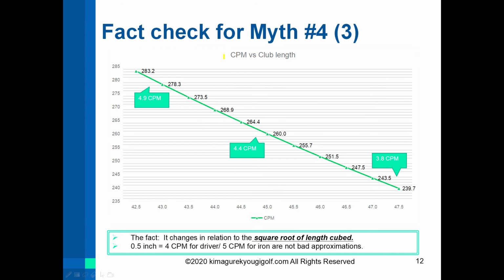Okay, this one is for CPM against the club length. When we change the club length from 45 inch to 44.5, we got 4.4 CPM change. And from 43 to 42.5, we got 4.9 CPM change. And for a longer shaft, 47.5 to 47, we only have 3.8 CPM. So in this case, the frequency changes in relation to the square root of the length cubed. And this chart is for driver. And most clubs are shorter than driver, so they are on the left side of this chart. So a half-inch change corresponds to 4 CPM for driver and 5 CPM for irons. Not a bad approximation.